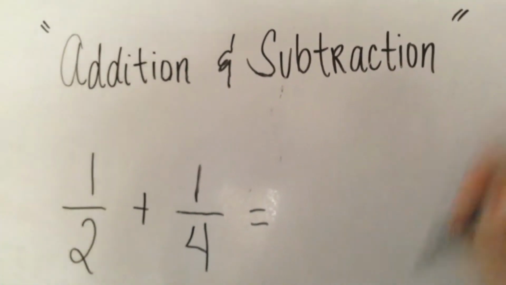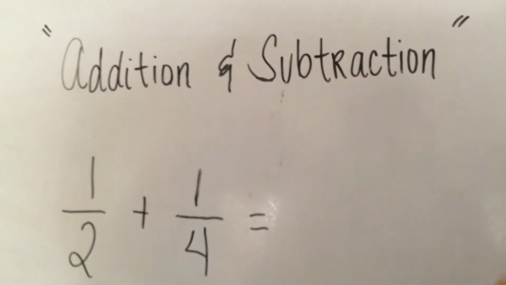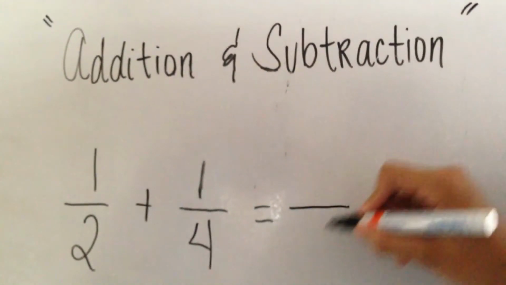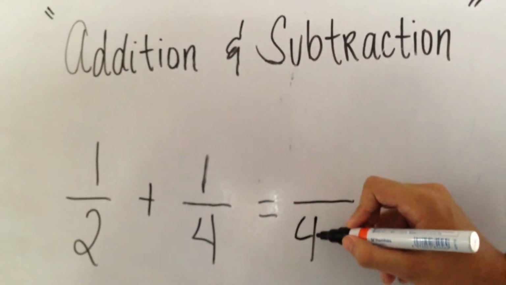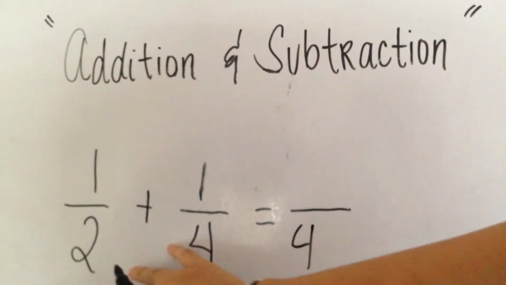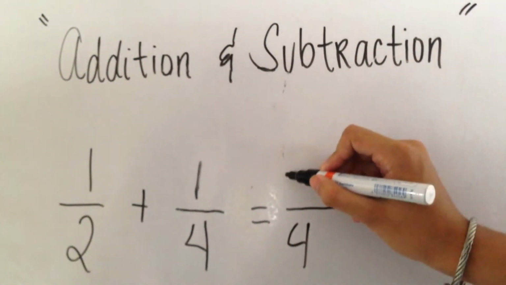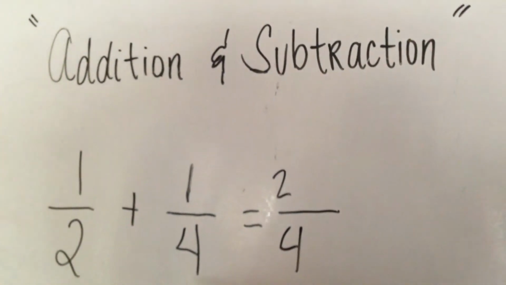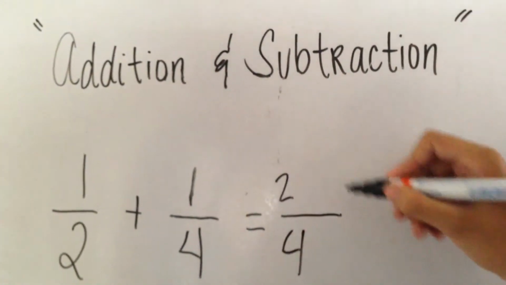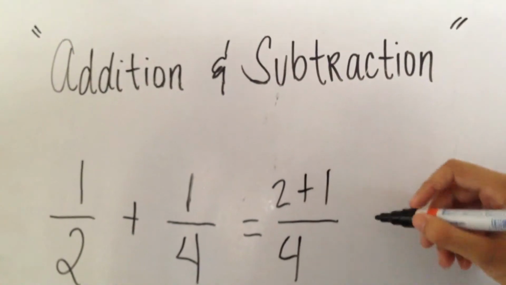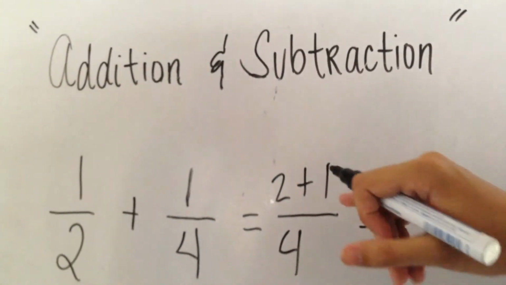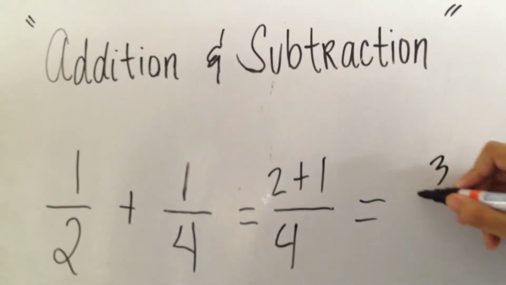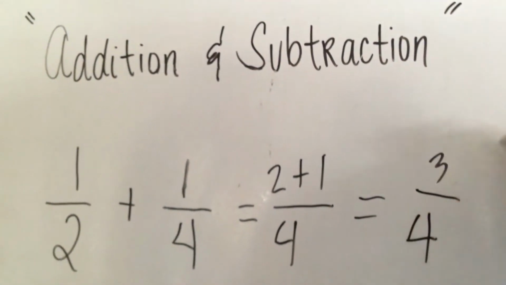For example, 1/2 plus 1/4. First, you must get the LCD. So the LCD of these fractions is 4. 4 divided by 2 is equal to 2, times 1 is equal to 2. Next, 4 divided by 4 is equal to 1, times 1 is equal to 1. You can now add both numerators. So, 2 plus 1 is equal to 3. So, the answer is 3/4.